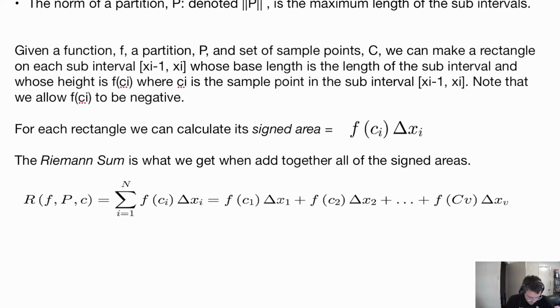Okay, so to reiterate, for each rectangle, we can calculate its signed area, which is f of ci, the height of the function at our chosen sample point, times delta xi, which is just the length of the subinterval. The Riemann sum is what we get when we add all of these signed areas together. So it's f of c1 delta x1, the area of the first rectangle, plus f of c2 delta x2, the area of the second rectangle, plus dot dot dot f of cn delta xn, my apologies. And we call this signed area the Riemann sum, and we denote it R of f, P, C. So it's the Riemann sum of our function, partition, and sample points.